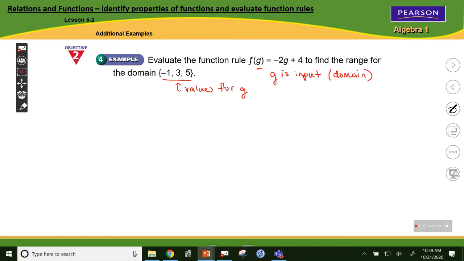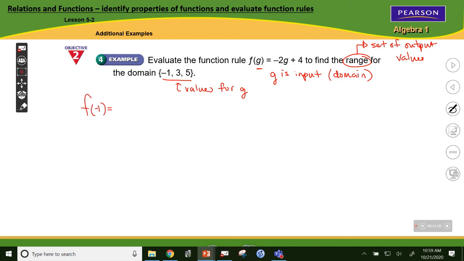Which means we have to perform this function rule 3 separate times with 3 separate inputs. And they want us to find the range. The range is going to be the set of output values. So we're going to do the first one together, and then I hope you will do the last two by yourself. So f of g, I'm going to plug in negative 1.